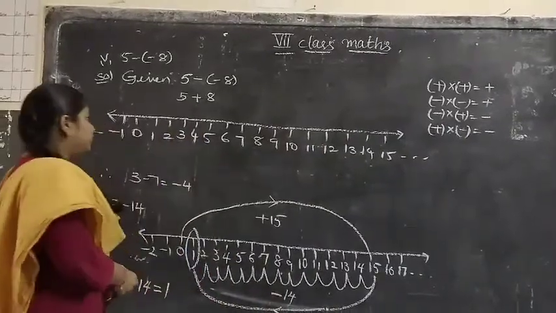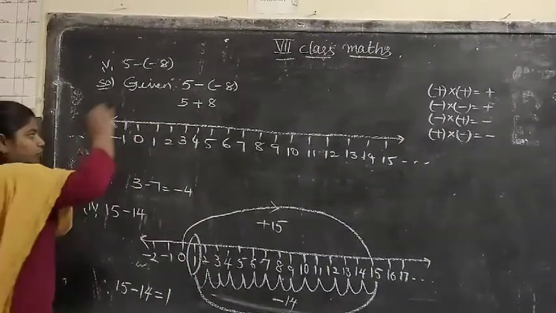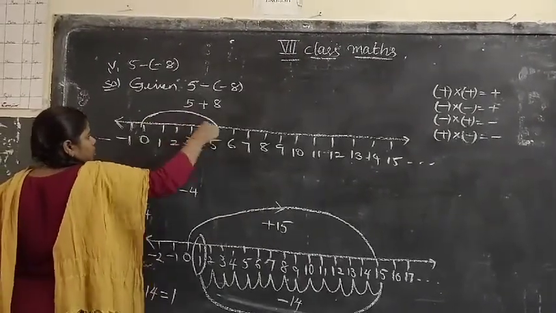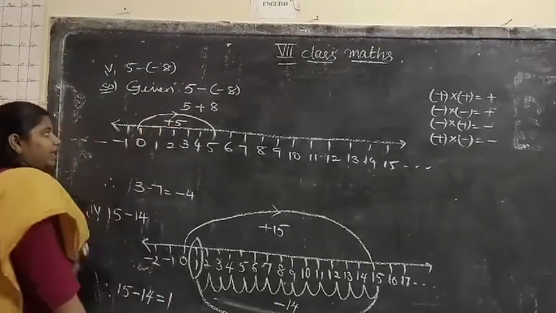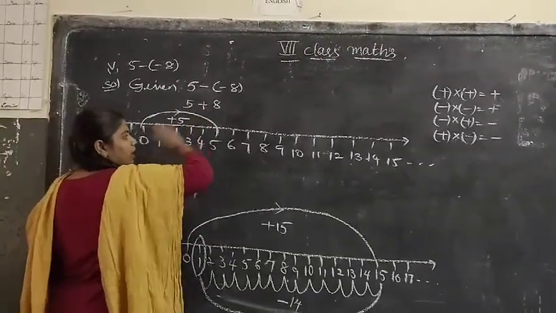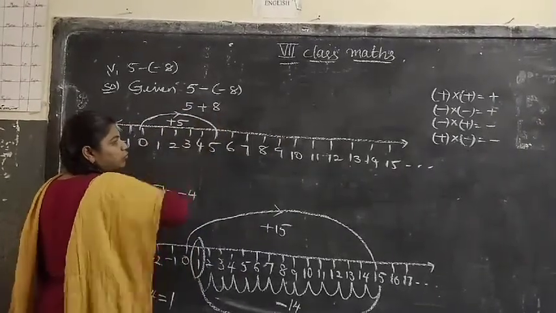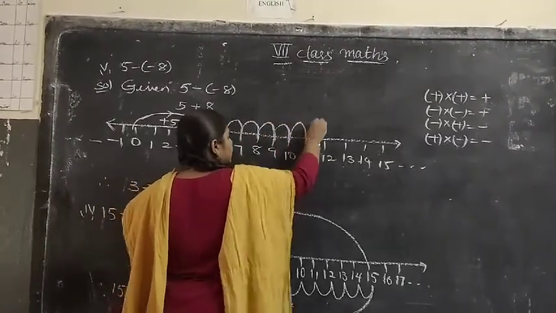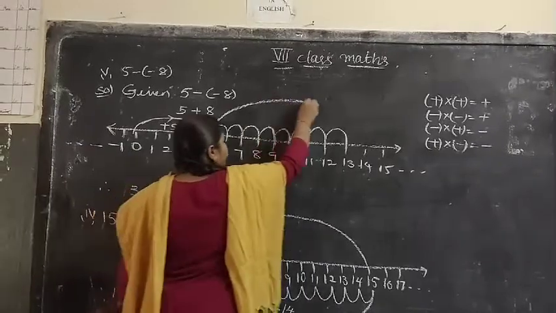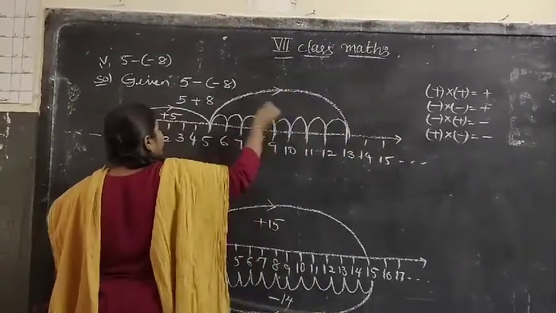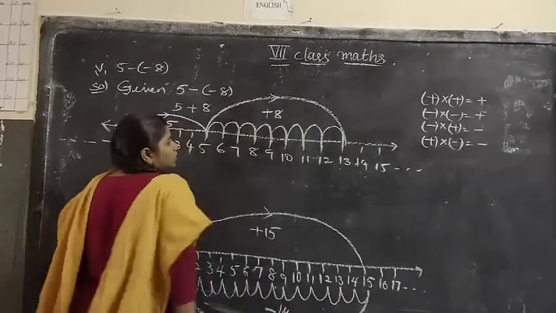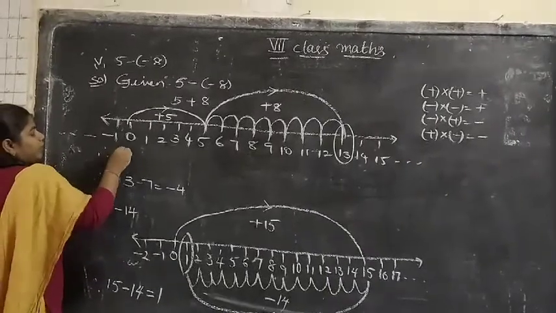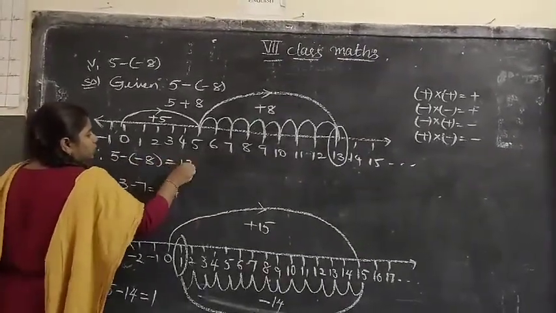And so on. What is the first value here? 5. 5 is a positive value, so move to the right side. 0 to 5, this is plus 5. And 8. 8 is also a positive number, so again we have to move to the right side only. How many times do we have to move? 8 times. 1, 2, 3, 4, 5, so therefore 5 minus of minus 8 is equal to 13.